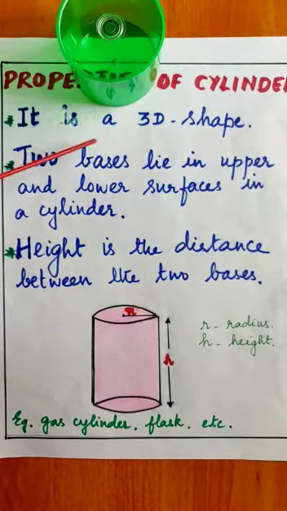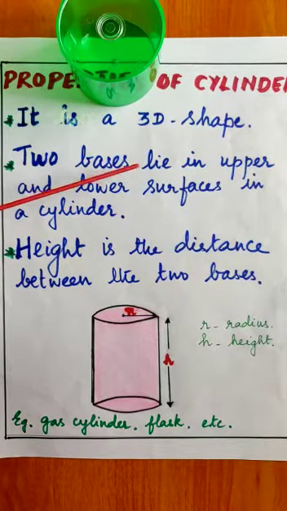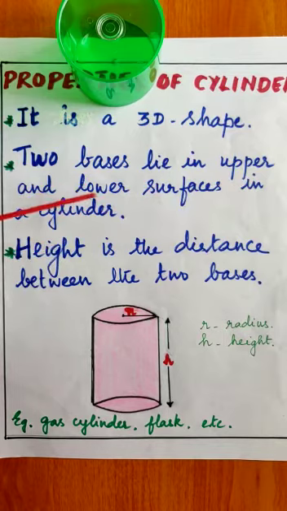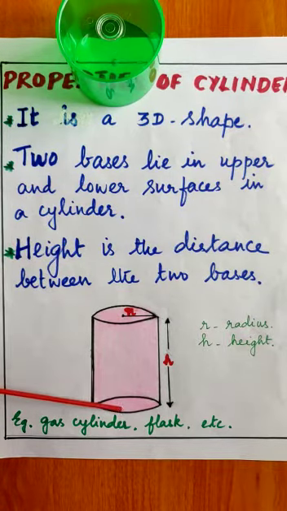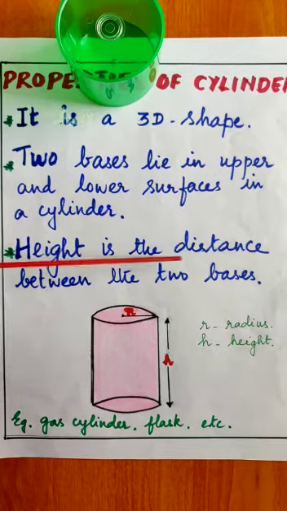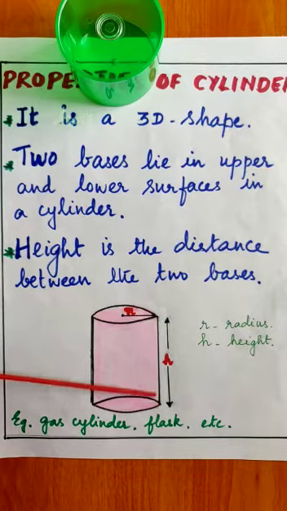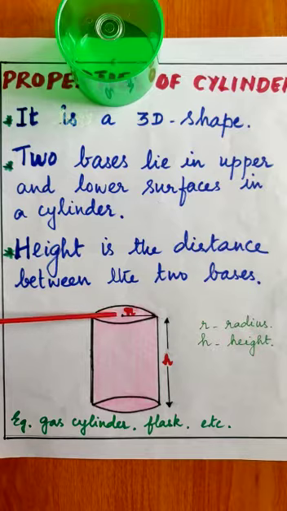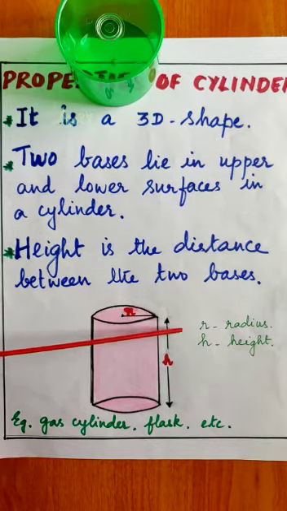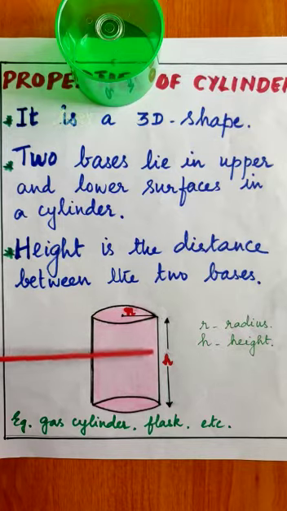So a cylinder is a 3D shape. Two bases lie in upper and lower surface. You can see an upper and lower surface. And the height is the distance between the two bases. So the line drawn between the two bases is known as the height. Is that clear? So here from the middle point to a point on the circumference of the upper base is known as the radius. So I have marked radius and height. So this is the radius and height.